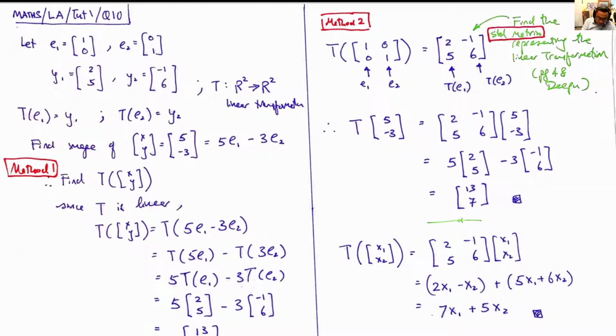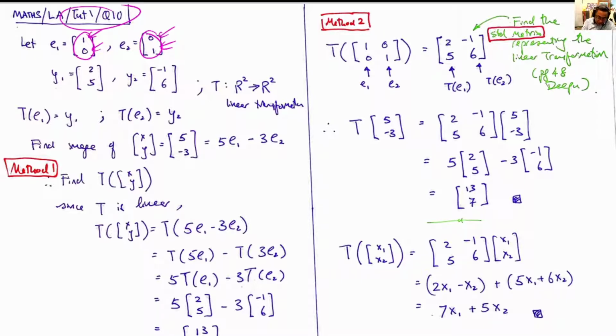This is tutorial 1 question 10. In this question, we are given E1 and E2. These are the standard basis. E1 means traveling 1 unit along the X, no unit along the Y, so we have the X direction. E2 means no unit along the X, 1 unit along the Y, so we are traveling in the vertical direction, or the Y direction.